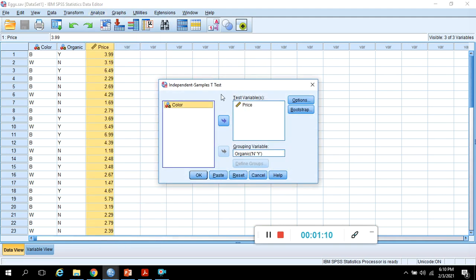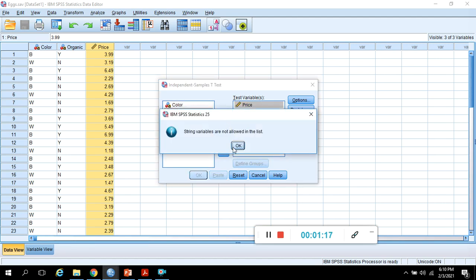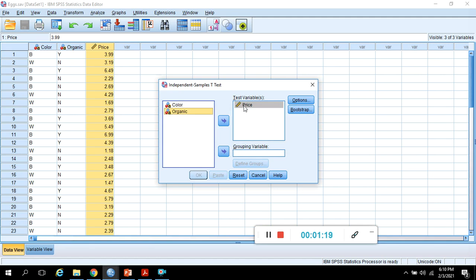I have to clear this out because it doesn't look quite like yours. SPSS leaves in the defaults. Yours is going to look like this when you pull it up. The test variable is price, but then what I want to do is the grouping variable. So I'm going to enter color.